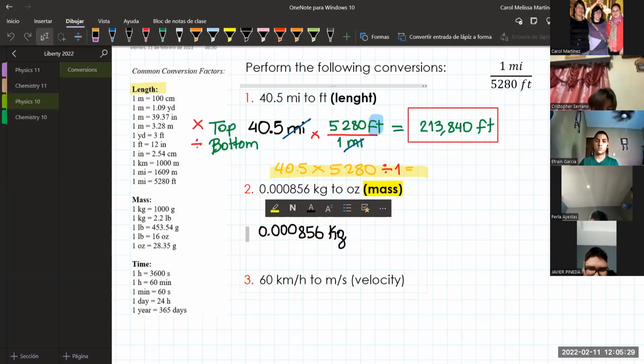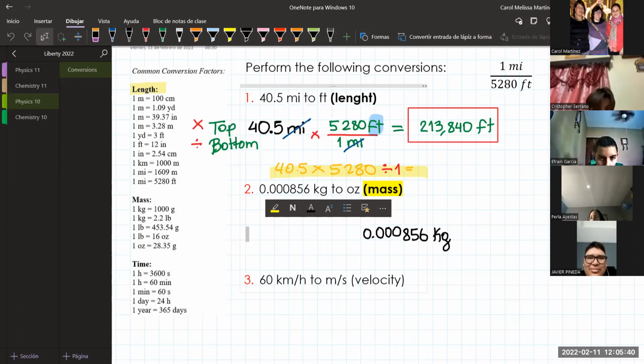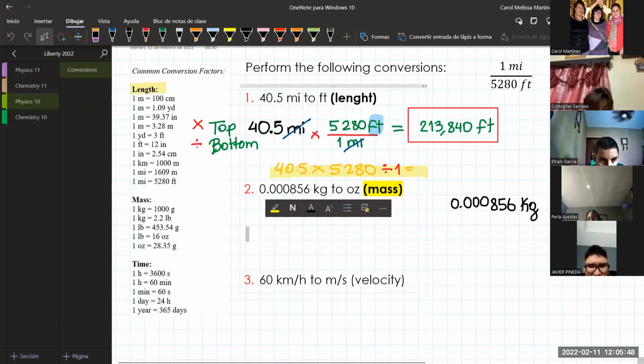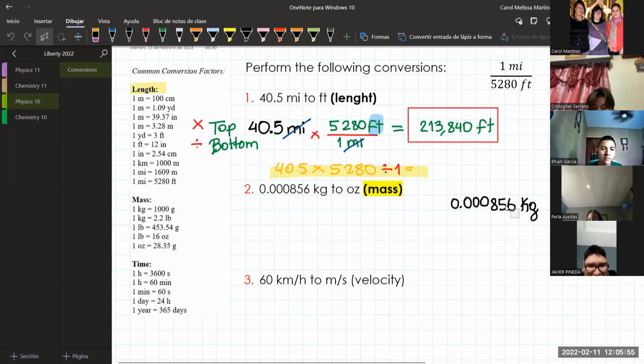Wait, guys. Wait. So, I know, guys. There's the iPad without a pencil. It's the worst thing ever. Besides, it looks weird.